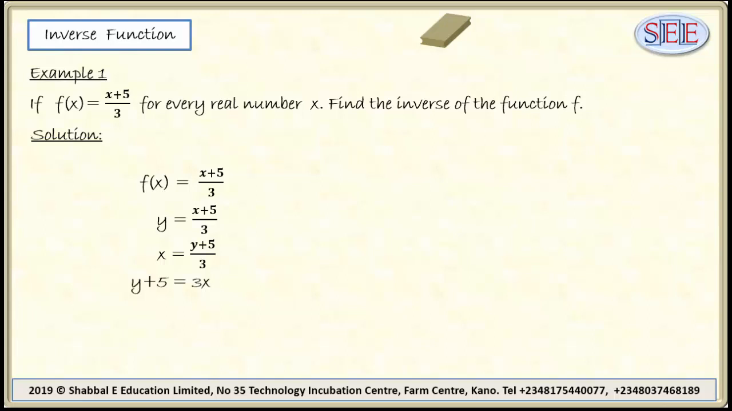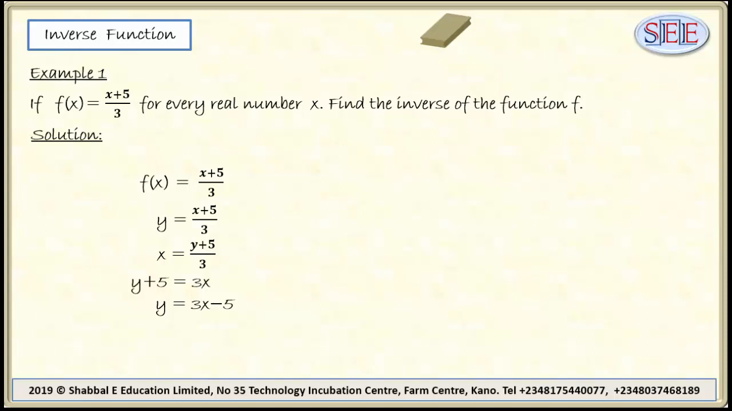So to make y the subject of the formula, we need to take this plus 5 from the left hand side to the right hand side. Taking plus 5 to the right hand side gives the answer y equals 3x minus 5. So I have successfully made y the subject of the formula.